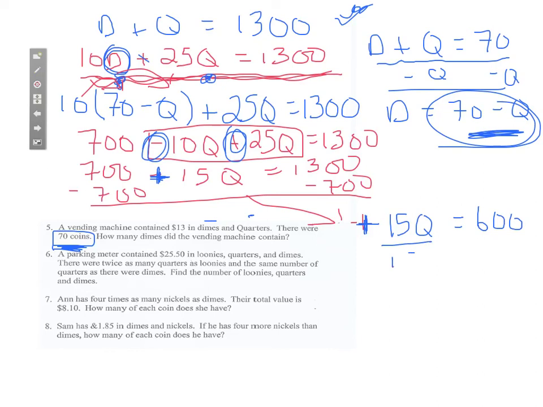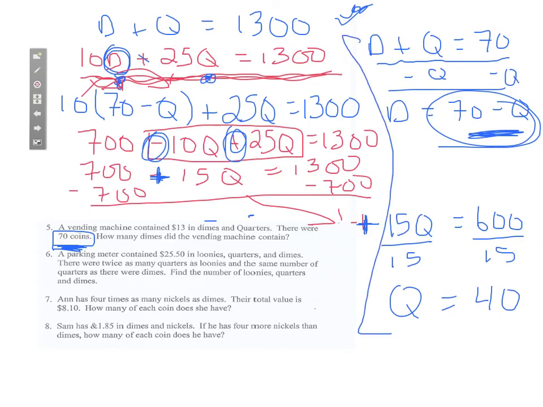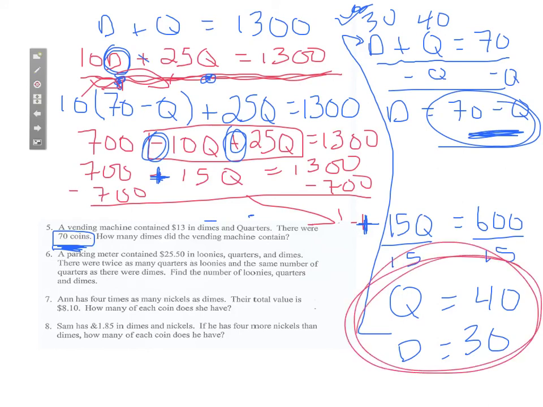I'll divide by 15. Q will be equal to 40. And if I need to, if Q equaled 40, then dimes would have to be 30. So dimes is equal to 30. So you have 70 coins, quarters and dimes, and they will add up to $13.